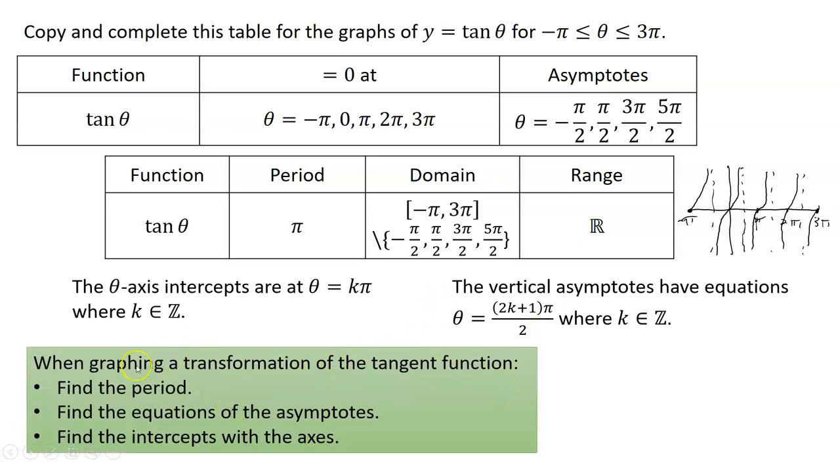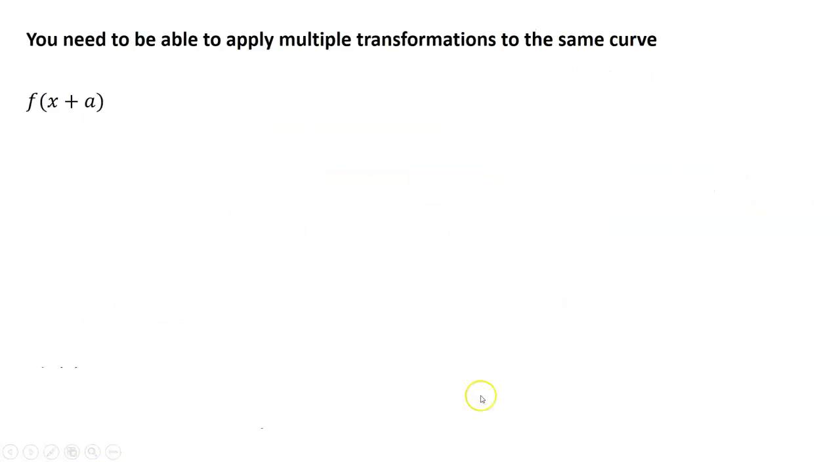So when we're graphing this, we need to make sure we find the period. That's how wide is it before it starts repeating itself. So for this graph of y equals tan theta, it's pi wide. Find the equations of the asymptotes and find the intercepts with the axes. So we need to be able to transform our graphs, and here's a quick reminder of what different transformations do. If I add a value to the x within the function, this gives me a horizontal translation of negative a units. I'm not going to talk now actually, I'll put up the thing, you think to yourself what you think the transformation is, and then I'll put the answer.